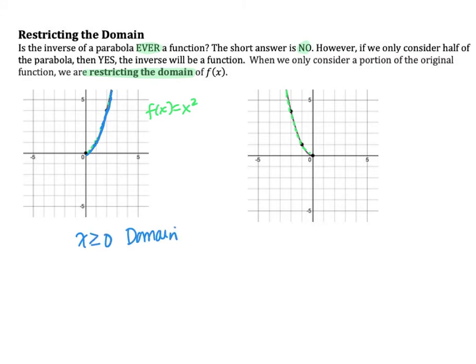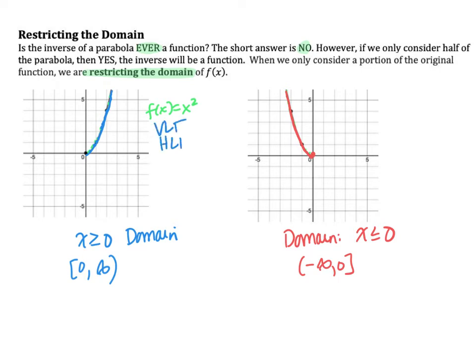So my domain is greater than or equal to 0. On this one on the left-hand side, if we're restricting it over here, then my domain would be what? It would be x is less than or equal to 0. So negative infinity to 0. And on this other one, it's 0 to positive infinity. So if I restrict the domain, then it passes both the vertical line test and the horizontal line test.